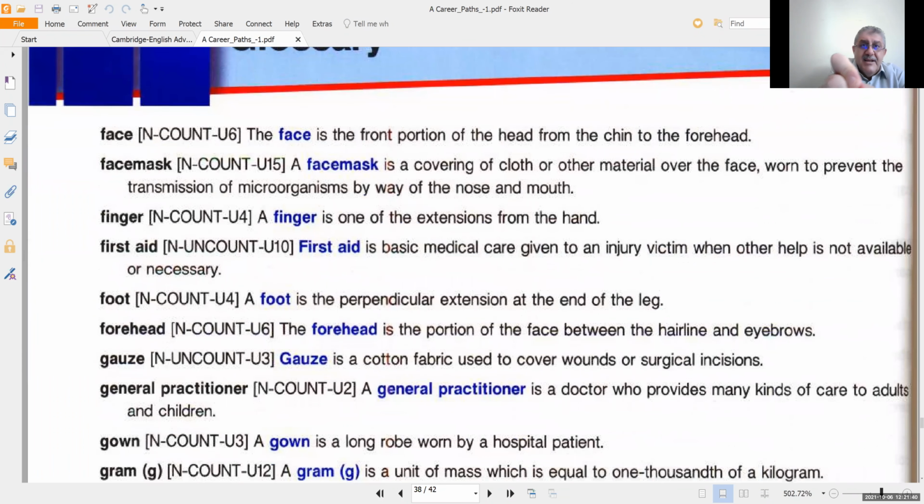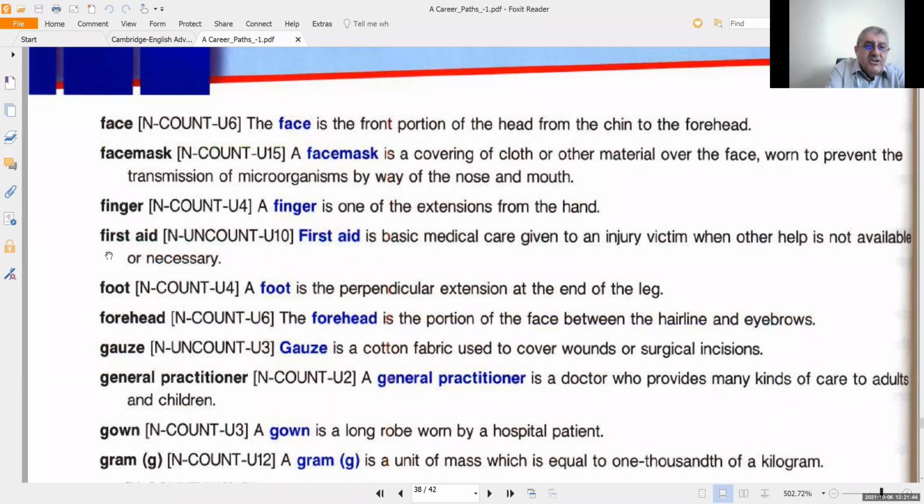Foot, for example. This foot is here, which came in the lesson. A foot is the perpendicular extension at the end of the leg. So that's perpendicular extension. Finger. A finger is one of the extensions from the hand.